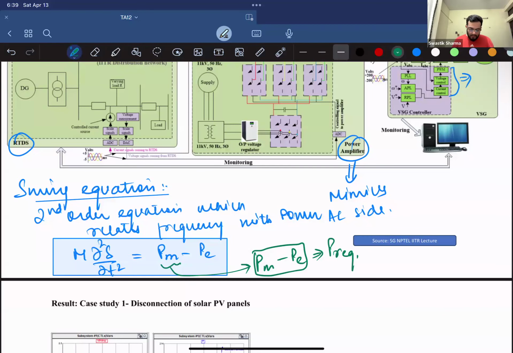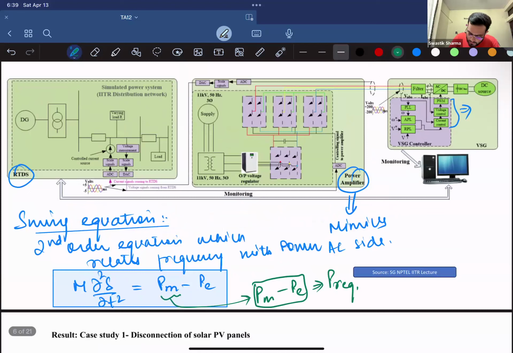So this equation is being introduced into this control strategy, and due to this, this AC to DC converter, which is part of your VSG or virtual synchronous generator, is configured in such a way that it helps you overcome the lack of inertia in the system.